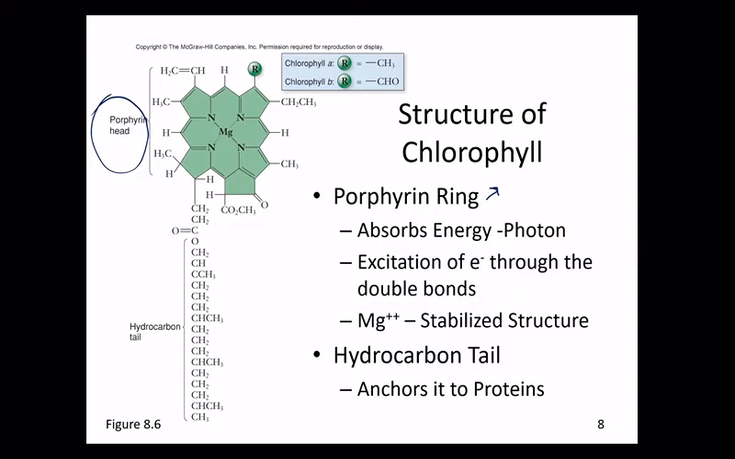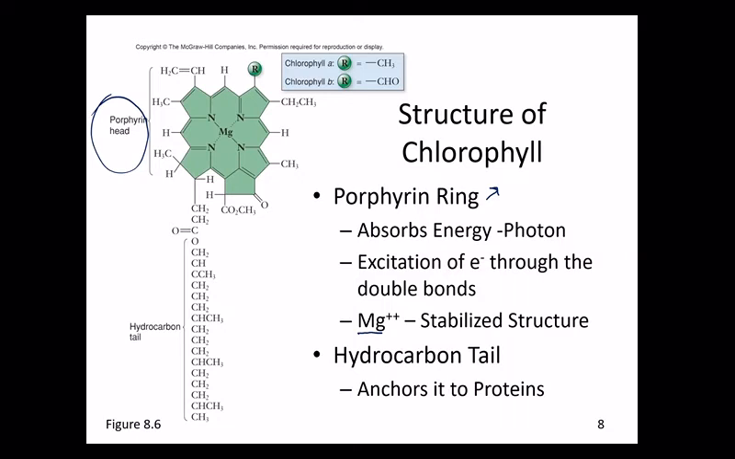The other thing you'll note is in the center of this porphyrin ring is a magnesium ion. And this magnesium ion is going to be important primarily for stabilizing the structure of the molecule, but metal ions will also be important in the movement of electrons. So it sort of has a double role there. But primarily we're focusing here on its role in stabilizing the ring structure that we have. So that's the first part of it.